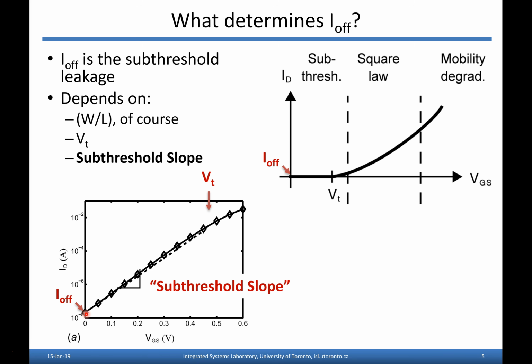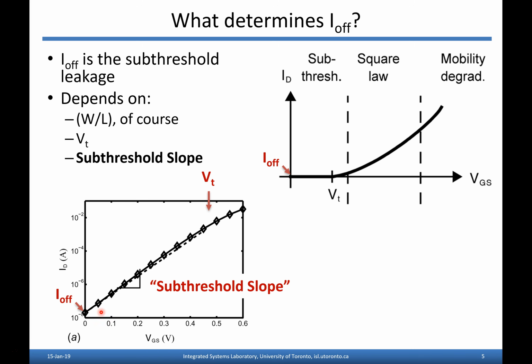So what determines it? Well, a couple things. Obviously, the W over L of the transistor has an effect. The bigger the transistor, the more leakage current there is. Second important thing, if we think about the technology, though, the W over L is determined by the designer of the circuit. If we're thinking about designing a better transistor, the parameters that are more of interest to us might be something like VT. If VT is increased, this whole subthreshold curve shifts to the right, and obviously we're going to end up with a lower I off. So the off leakage current obviously depends on VT in that way.